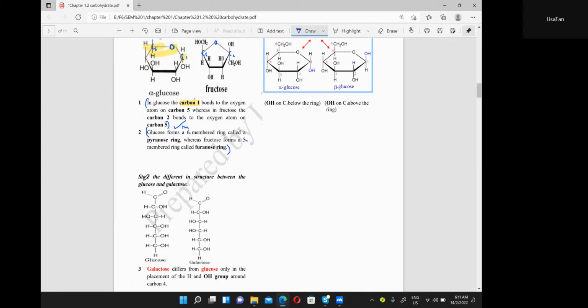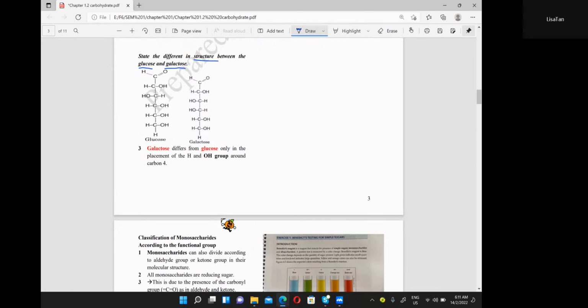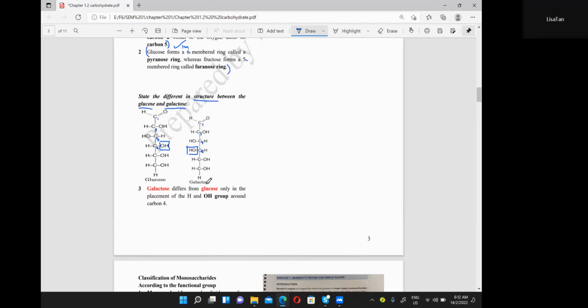What about this one? State the difference in structure between glucose and galactose, which is only on the carbon 4. So we just look at carbon 4: 1, 2, 3, 4. It's the OH group. Galactose differs from glucose only in the placement of the OH group around the carbon 4.